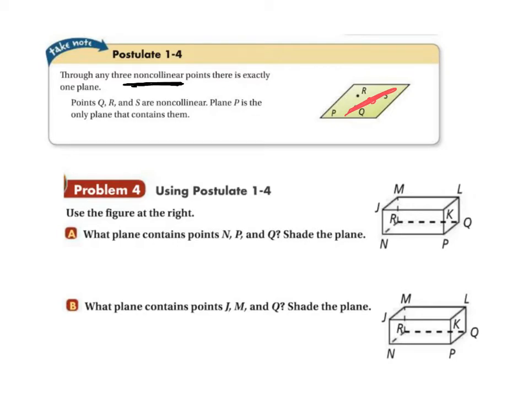All right, so let's look at our questions. What plane contains points N, P, and Q? Shade the plane. Now, your homework is going to say that same thing. It's going to shade the plane, but the only way to shade it is to redraw the whole picture. We're not going to mess with that. So let's ignore the shade the plane part, and you can do that on your homework too. Not going to shade it. Let's just name the plane that contains N, P, and Q. So find N, P, and Q. That appears to be the bottom of the box here. So that's what I want you to write. It's the bottom.